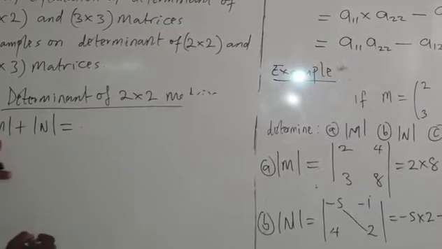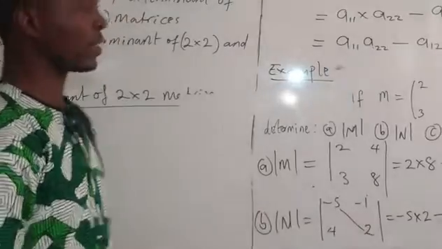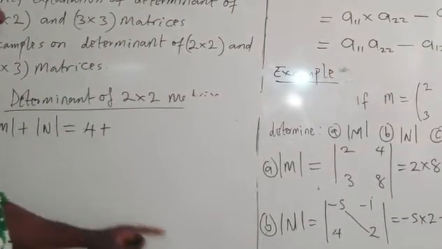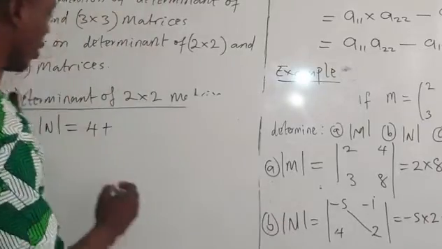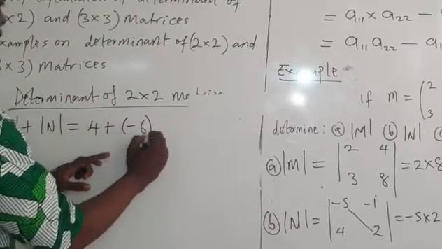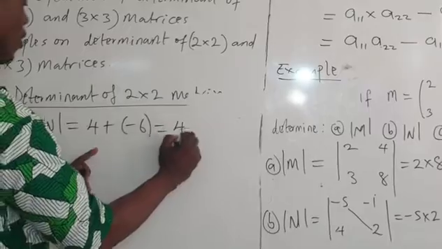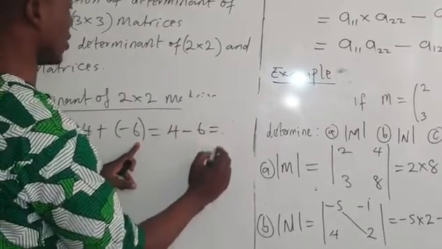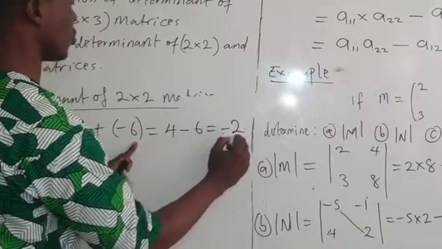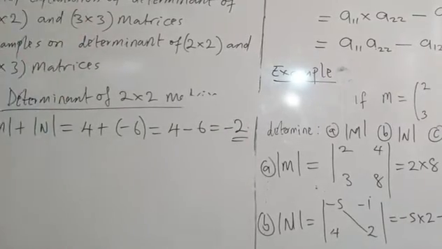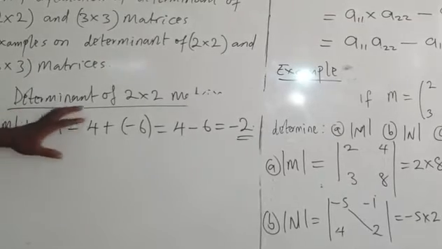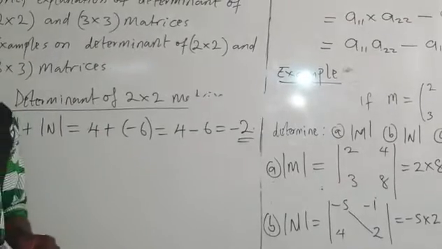So what is determinant of M from question A? That is 4. So 4 plus determinant of N from question B, minus 6. So which is equal to 4 plus times minus is what? Minus 6. So 4 minus 6 is what? Minus 2. So this is the answer to example number 1 under determinant of 2 by 2 matrix.